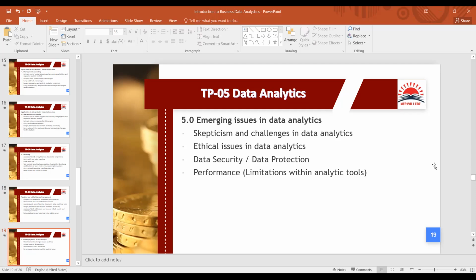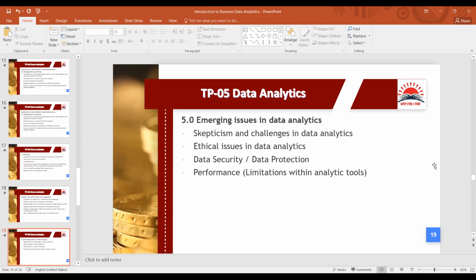So it's important that we acquire the skills that are required, so that as we do the course, you'll have the hands-on experience of doing the same. When it comes to the practical, you'll be able to apply the skills. Finally, we'll be looking at the emerging issues in data analytics. One of the critical issues will be the ethical issues, the challenges to do with data analytics, data security, and data protection.